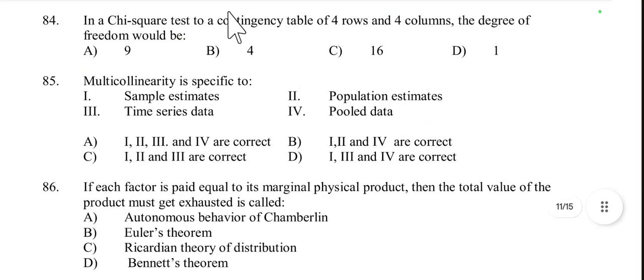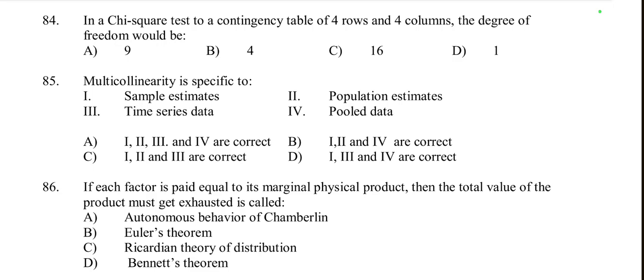Then question number 85. Multicollinearity is specific to sample estimate, population estimate, time series data, or pool data. So what is multicollinearity? It occurs when independent variables in a regression model are highly correlated with each other, making it difficult to estimate their individual effects accurately.